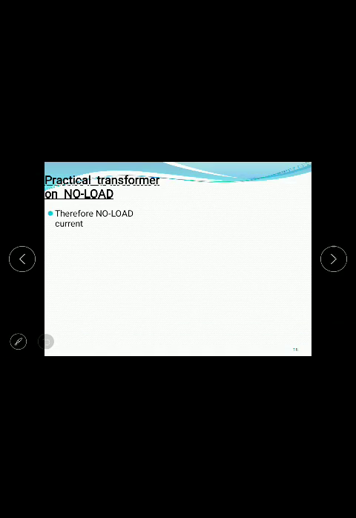Therefore, the no load current I0 is nothing but the square root of I mu square plus Iw square. The phasor diagram for no load conditions is shown in the figure.